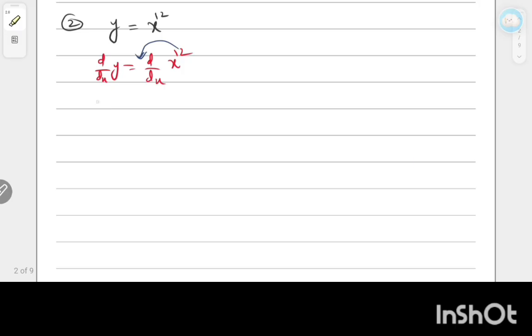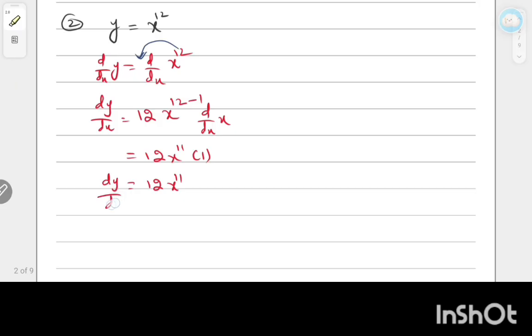Power will be at start. dy by dx of x power 12: the power comes to the start, it will be 12, and we subtract 1 from the power. Okay, now take the derivative of x. Very simple rule: 12 x power 11, the derivative of x is 1, so we get the answer 12x^11. Okay dear friend, you can understand this concept.